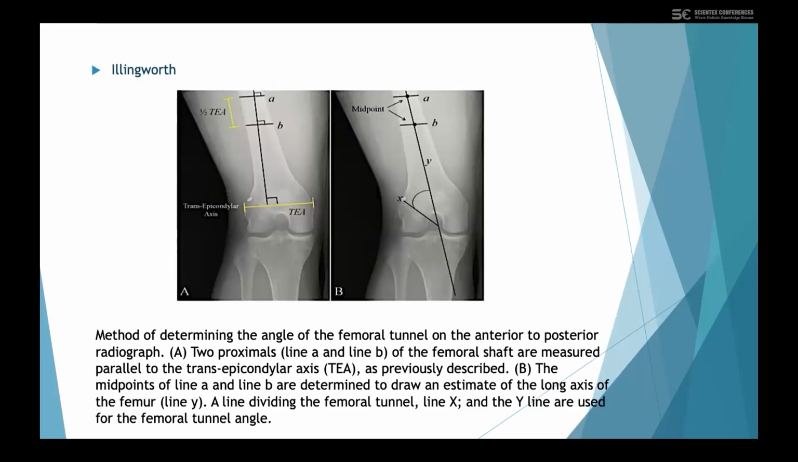Okay, the Illingworth. Here we have an anteroposterior radiograph, and we have two lines. We have line A and line B in the shaft of the femur, and another perpendicular line in the transepicondylar axis of the femur. Then we take the femoral tunnel angle between these two lines.